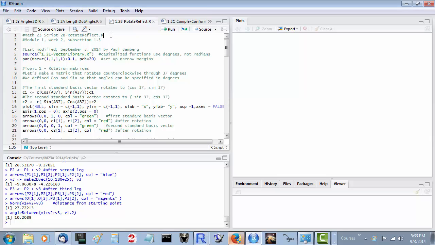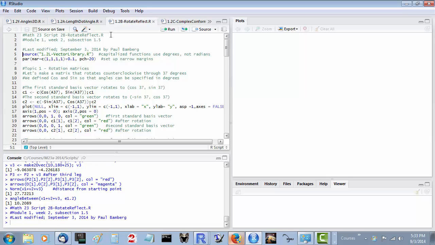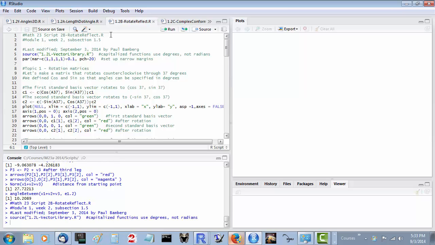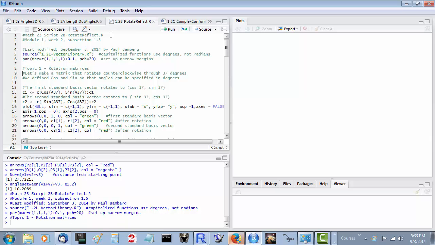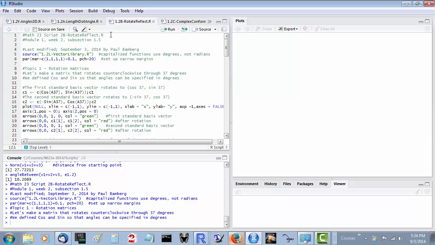This is Paul again. We're ready to start rotating and reflecting some vectors in the plane. In the previous script, I showed you a handful of useful functions. I put those all into a script called 1.2L vectorlibrary.r, and all you have to do is use this source command in R, and you have access to all of those when running one of your own scripts. I've done the usual narrow margin setup for our screen, and we're ready to get going with rotation matrices.